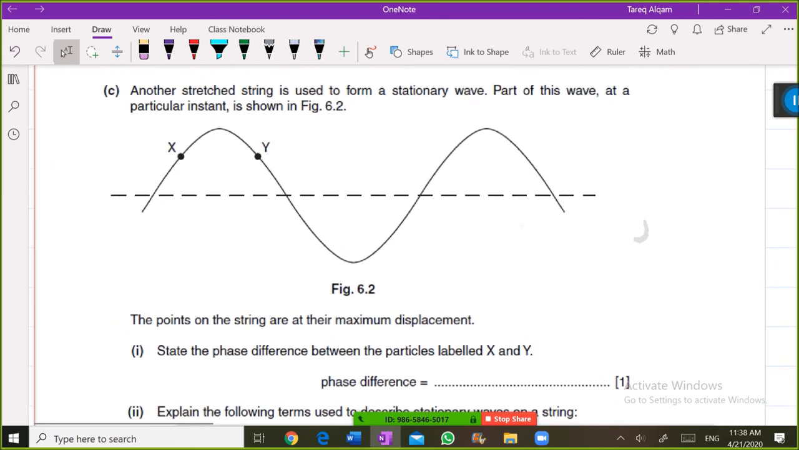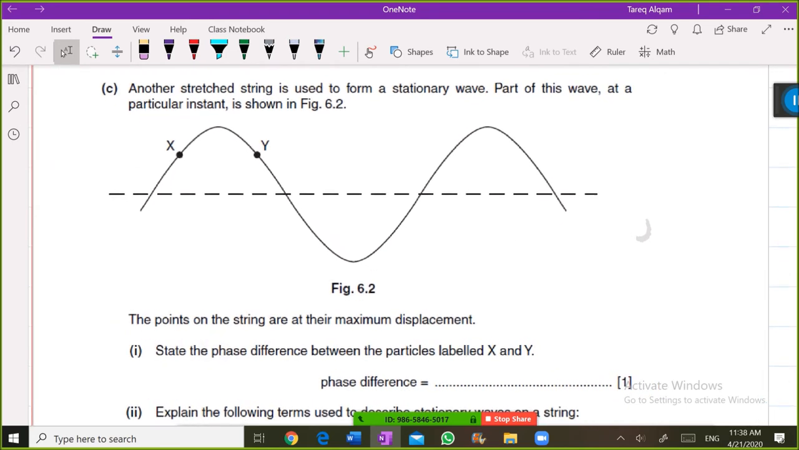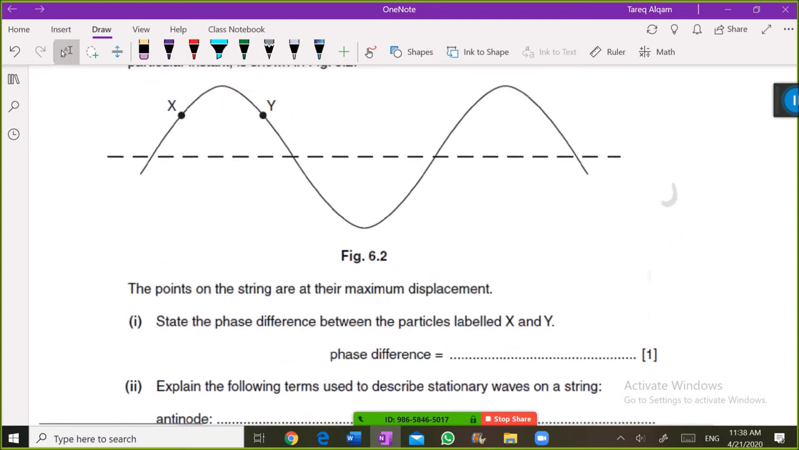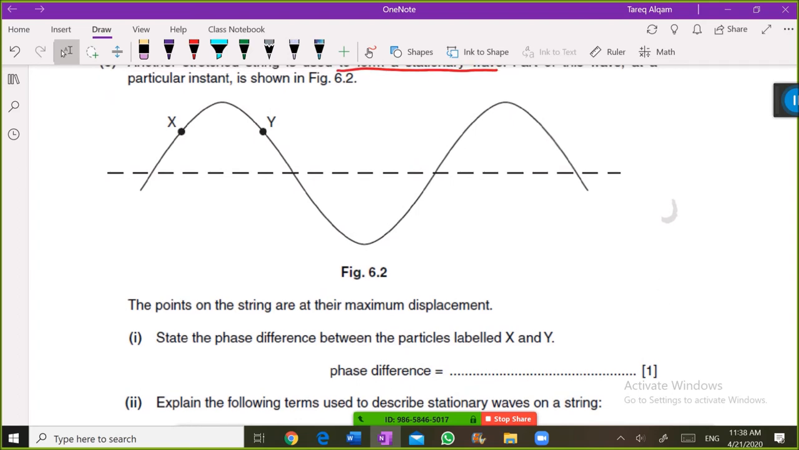Another stretched string is used to form stationary waves. Part of this wave at a particular instant is shown in the figure. Now, the points on the string are at their maximum displacement. State the phase difference between the labeled points X and W.